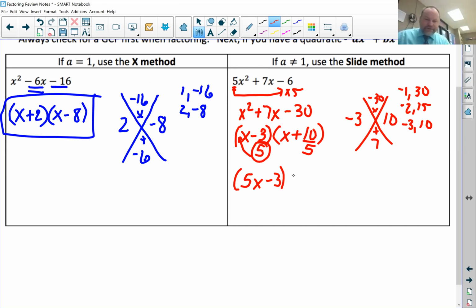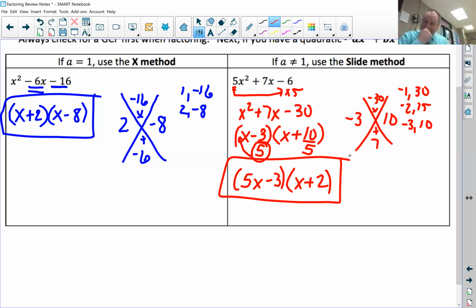Check with the second factor. 10 divided by 5 is 2. Because that comes out even, we just have x plus 2 as our other factor. And this is our answer. So don't forget that division part. That's kind of the key. All right. We're going to do about 4 or 5 examples, and then I'll let you guys try 1 or 2, and then that's going to be class.